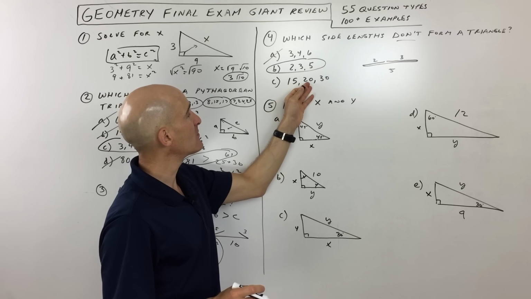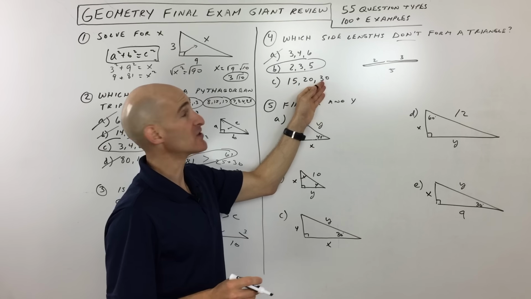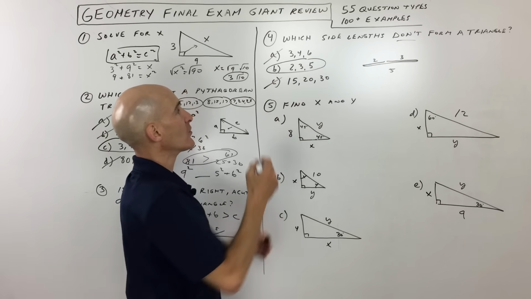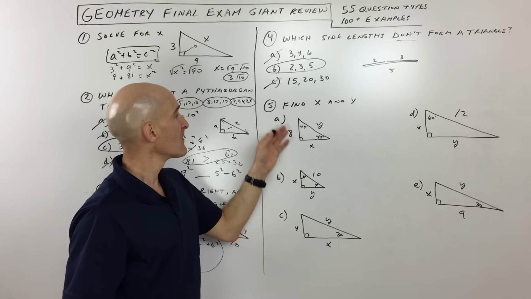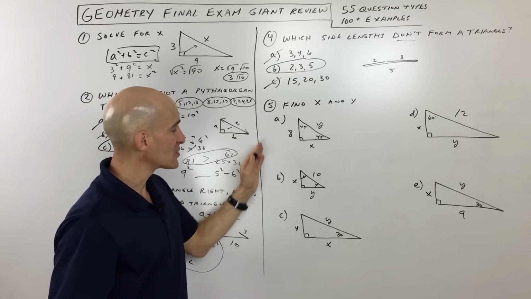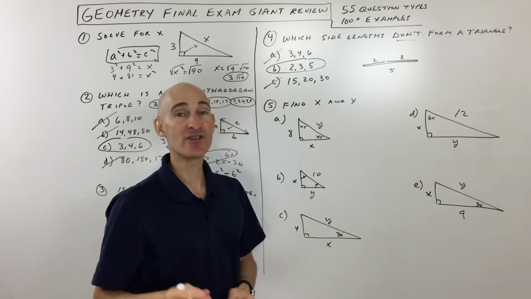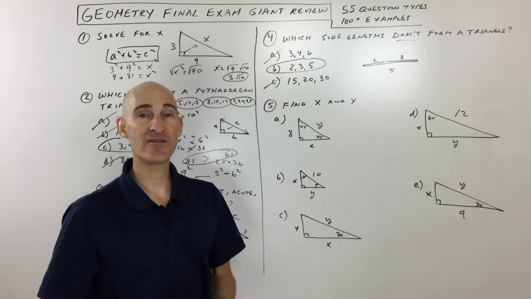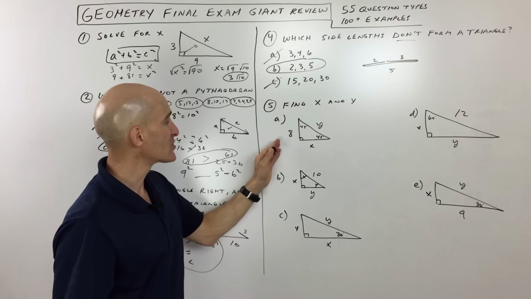And then over here, 15 plus 20 is 35. That is more than 30. So this one does form a triangle. So the best answer here is letter B. Okay, now number 5, what we're talking about in this question are the special right triangles, the 30, 60, 90, the 45, 45, 90. These are really important triangles to know.